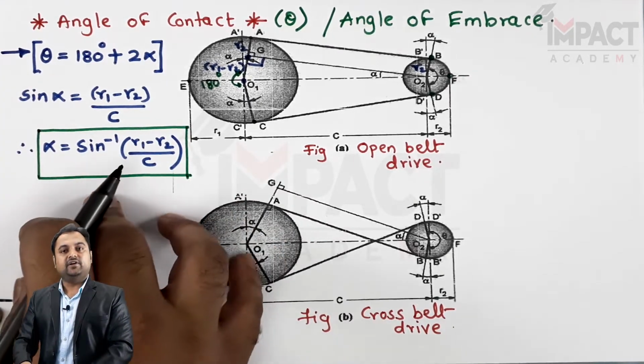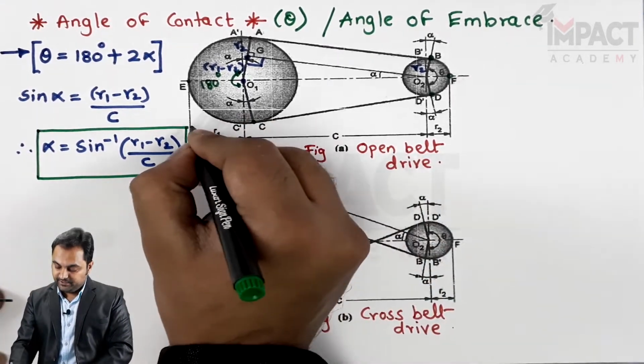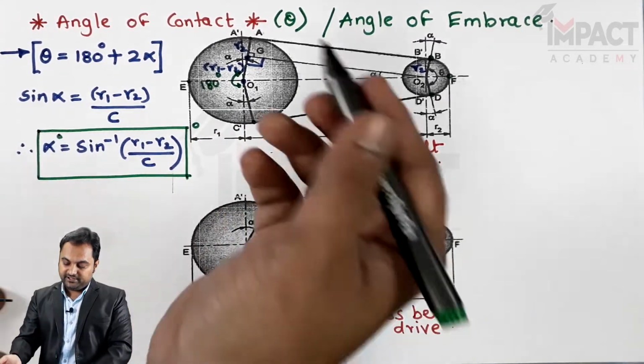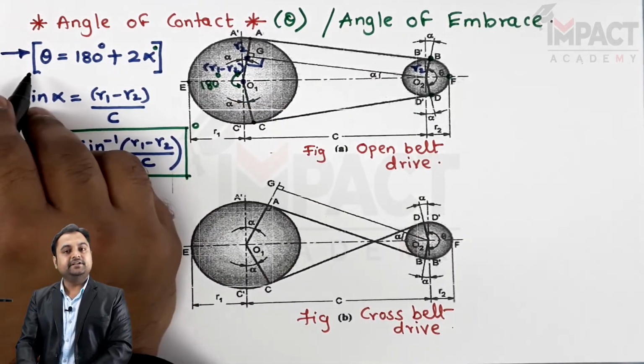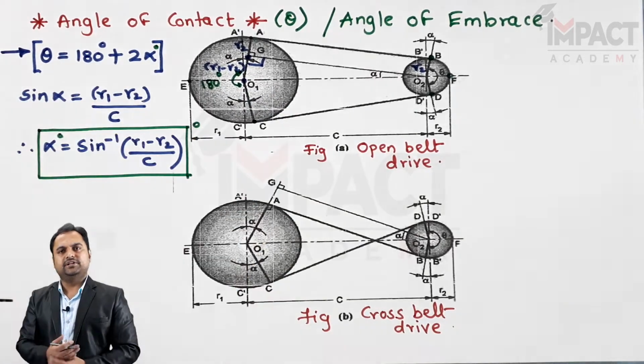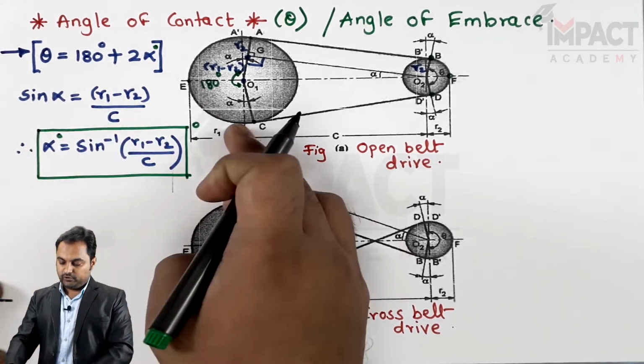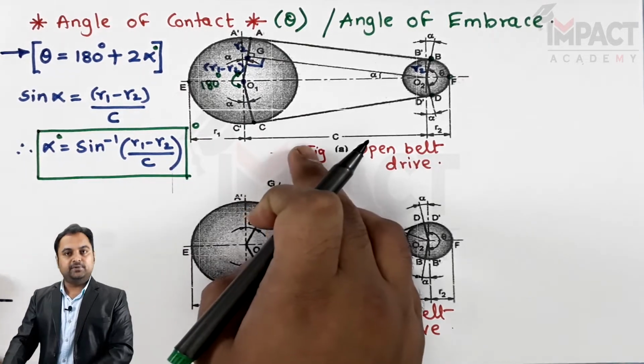Now this alpha value would be in terms of degree, and when I get the value of alpha in terms of degree, I'll put it over here, so getting theta in terms of degree, and finally we can convert it into radian by multiplying it with pi and dividing it by 180. So here is the angle of contact for the bigger pulley of open belt drive.